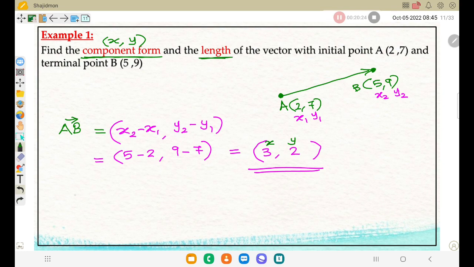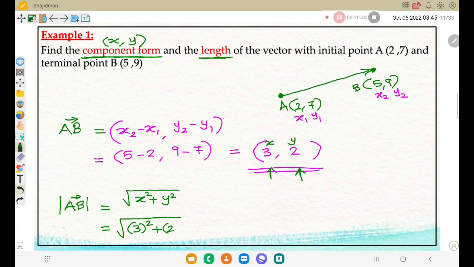Find the length of the vector. Length means the magnitude of vector AB. The absolute value of vector AB equals, what was the rule? The root of x power 2 plus y power 2, correct? Now, what is the x component we calculated here? 3. What is the y component? 2. So 3 power 2 plus 2 power 2, which from the calculator is the root of 9 plus 4, that is root 13. This is the magnitude of that vector. I hope you understood that one.